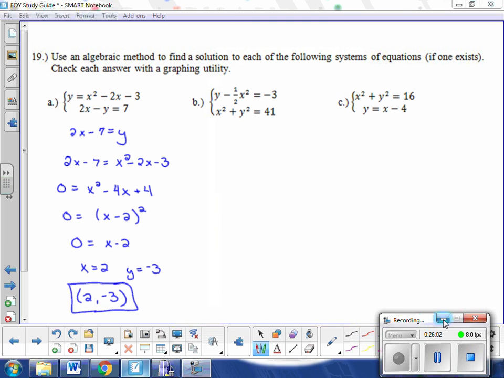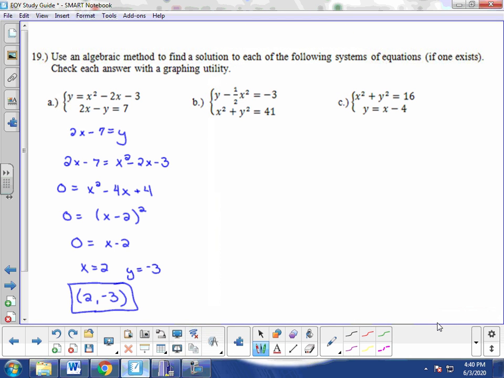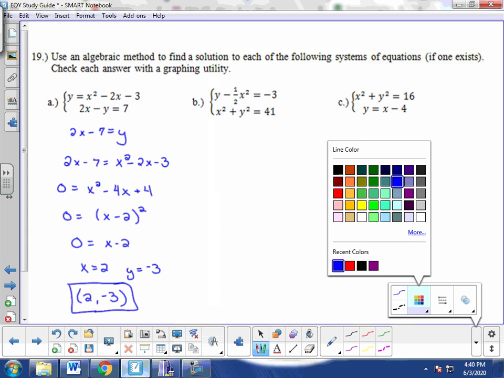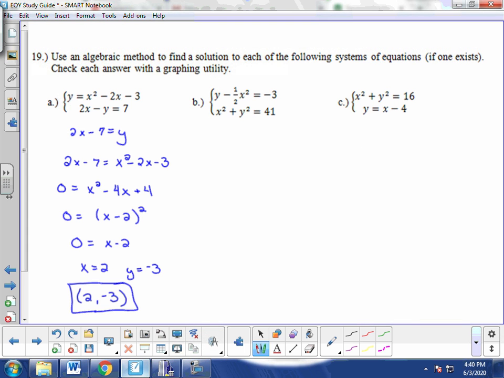Taking a look at B, I still have a two-variable system, but this time I have a quadratic equation and a circle. I can still follow the same process. I can get them equal to the same variable and then solve for one another. In this case, it might be easiest to get x squared by itself. That might be the least amount of work that I have to do here.